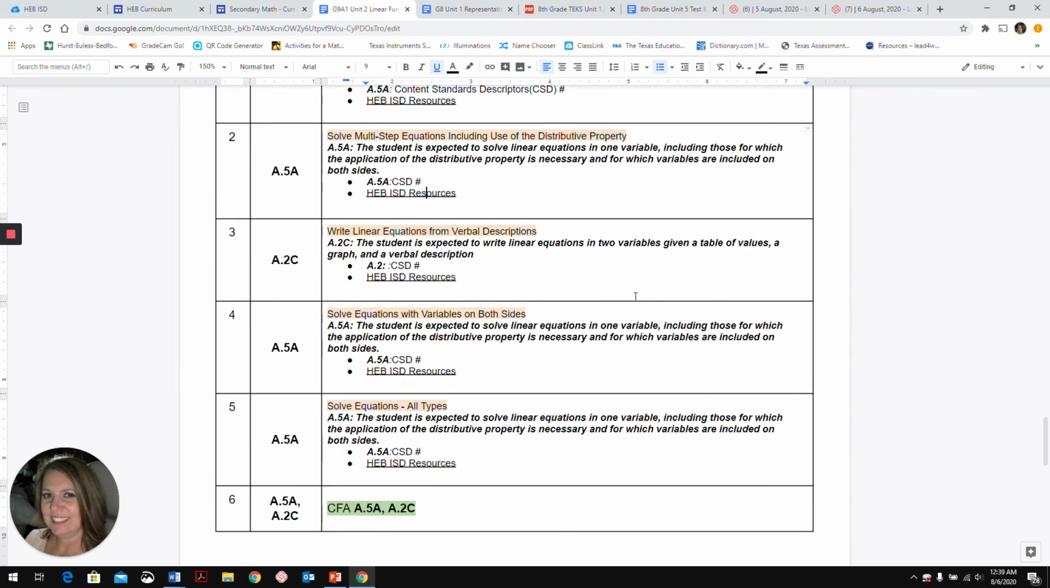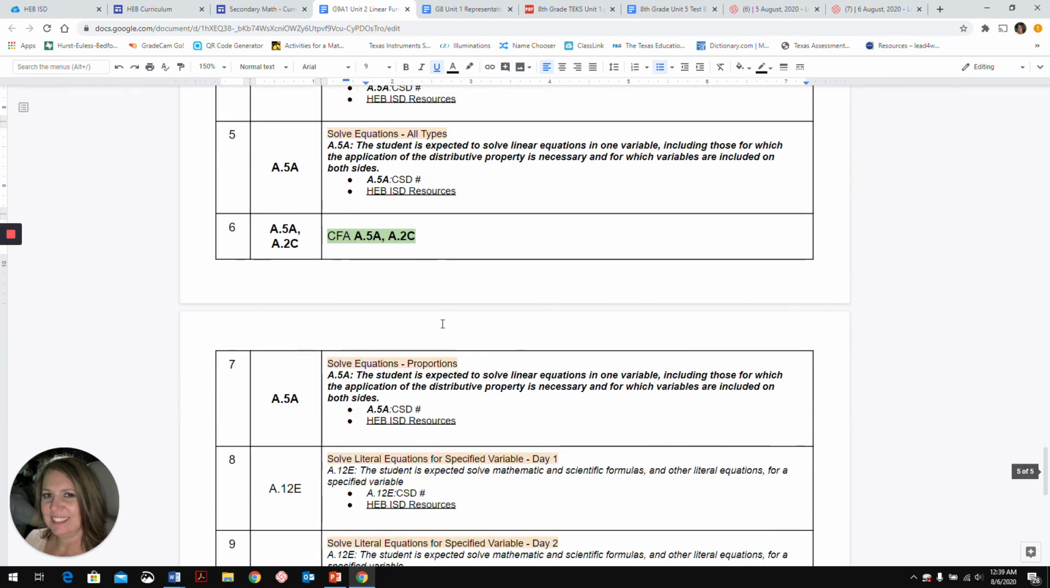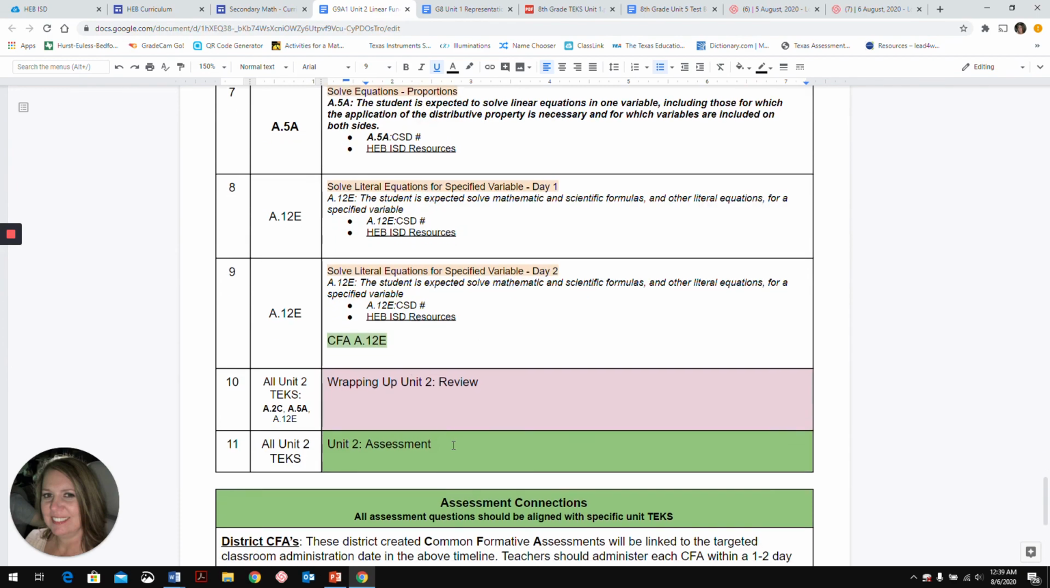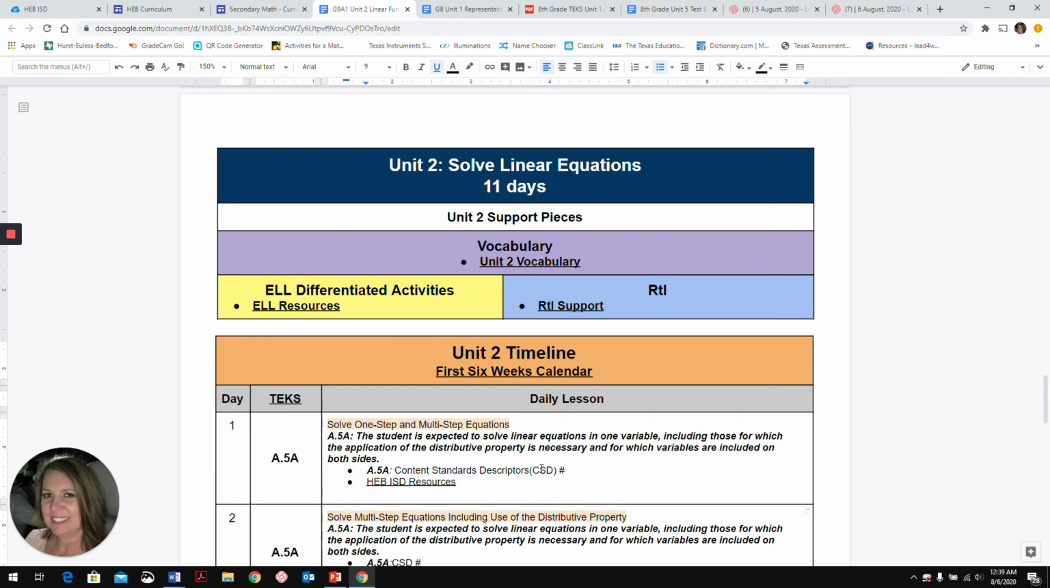Then as we scroll on, you'll find here's the CFA. We've got our review day and our test day. So that is really what is different about the daily curriculum. Like I said, mostly it's all the same stuff that you've always had. We have organized it by TEKS, by the concepts within the TEKS rather than by the textbook. And we've tried to make it easier for you to access all of the resources we have available.